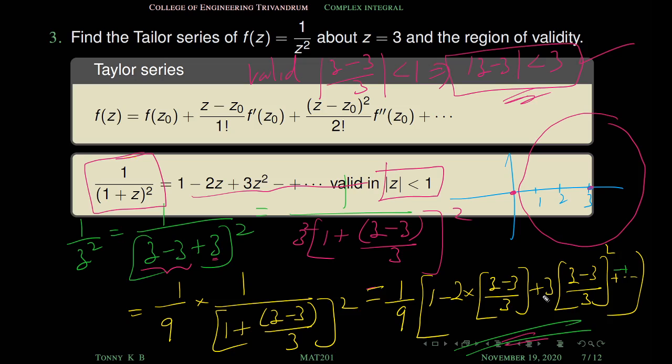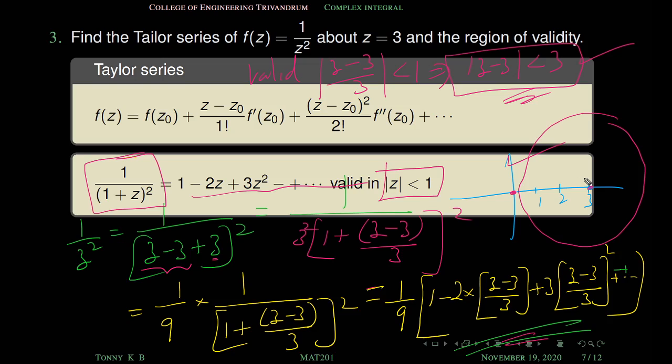Okay, clear? Sir, yes. In the case where we do not use this formula and do this problem by finding the derivatives, how do we find the region of validity? Yes, that is the second technique. The region of validity is defined as the biggest open circular disk such that our function is analytic.